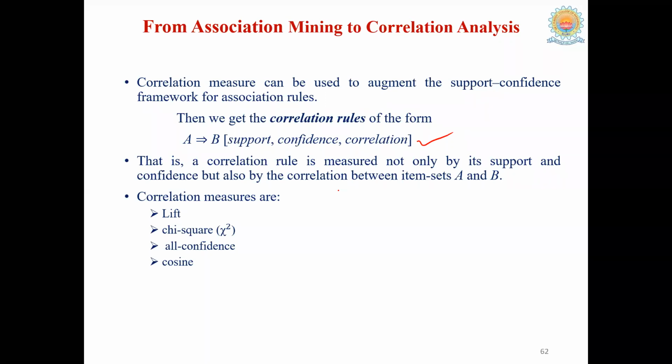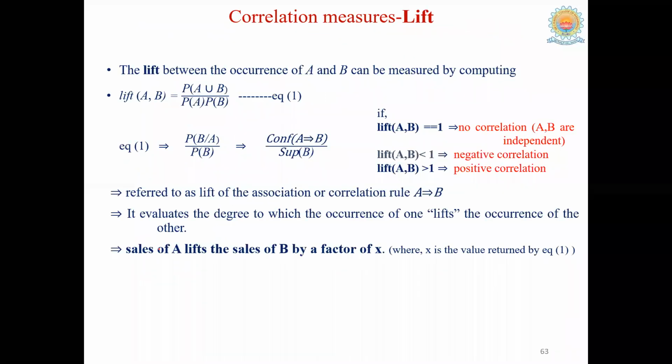So we have four correlation measures: lift, chi-square, all confidence and cosine. I think you are very familiar with the chi-square method. That is already covered in your second chapter. Coming to the correlation methods, let us see how to calculate the correlation among the items. Coming to lift, the correlation measure lift is obtained from this formula. Lift of AB is equal to P of A union B divided by P of A into P of B.